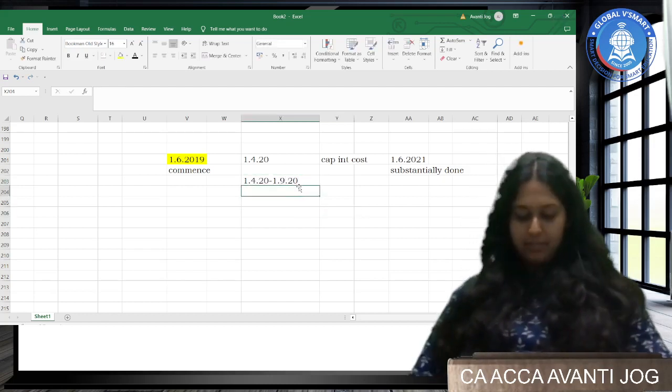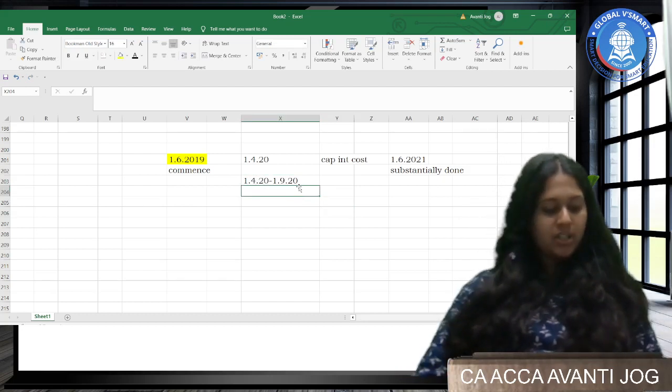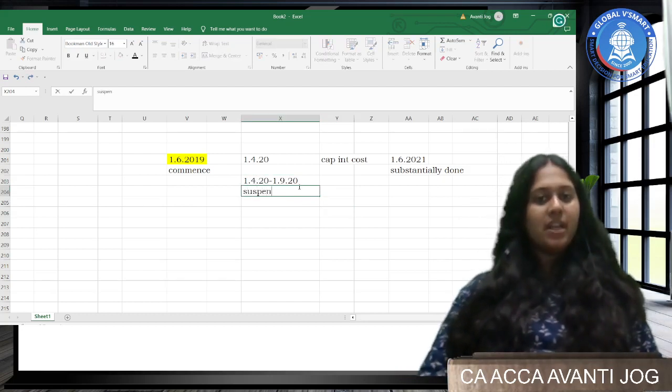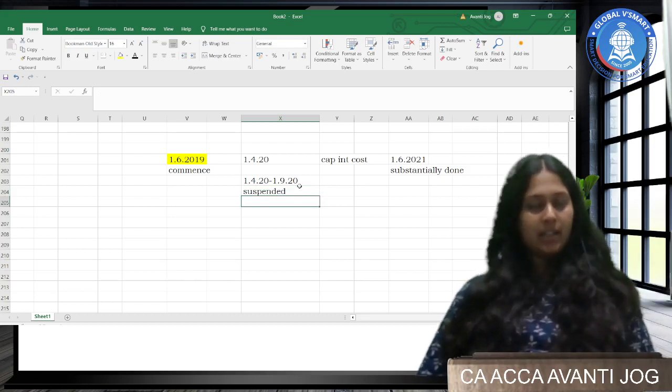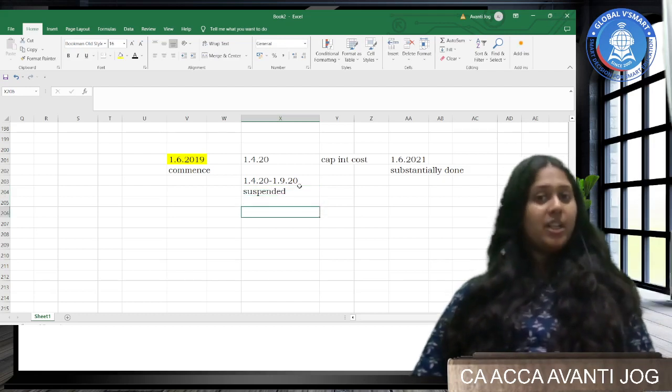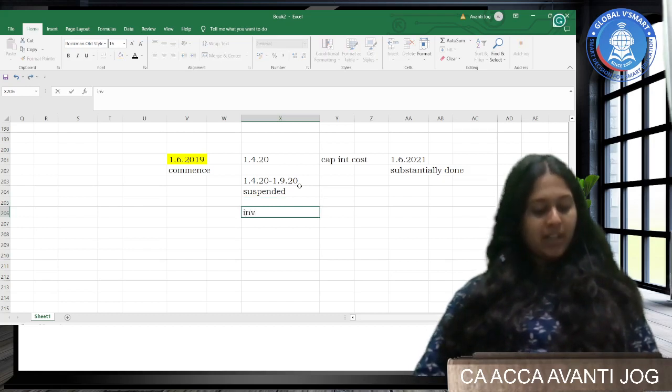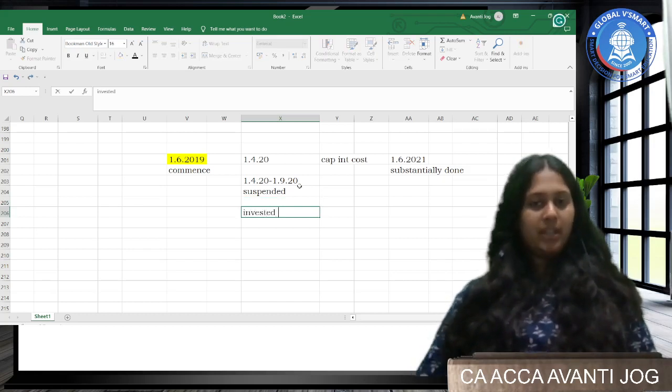So in this time the construction was suspended. If it was suspended, you cannot capitalize the interest there because the work was not going on, and you know that. So these funds were not used. So meanwhile you invested them in some bonds or something.